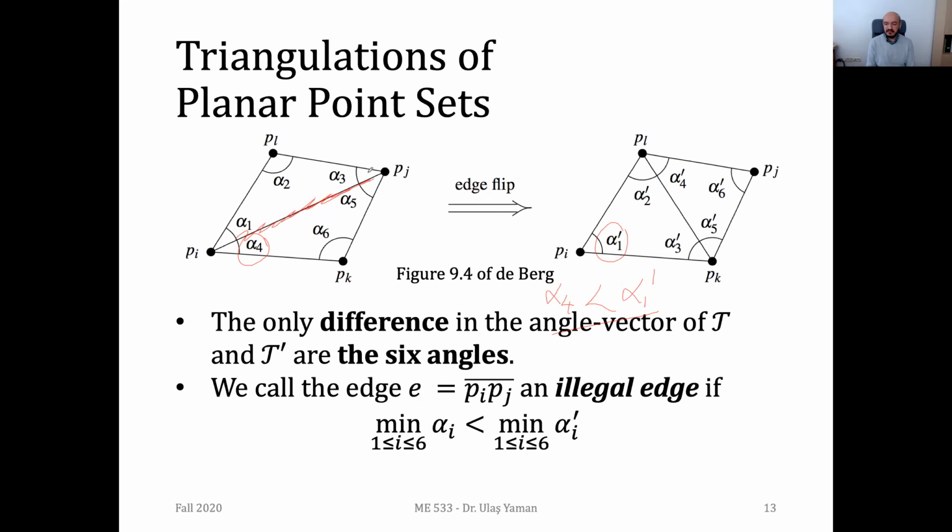In the previous slides, we said that our aim is always to maximize the minimum angle, but on the left-hand side, this minimum angle, which is alpha 4, is not maximized. Now we have larger angles with the help of this flipping operation, and we can say that the initial edge in between is an illegal edge. And in the upcoming part of this chapter, we are trying to find some ways to get rid of these illegal edges.